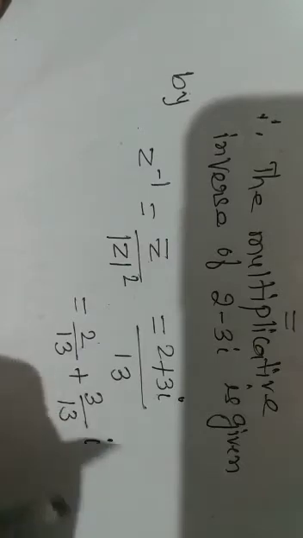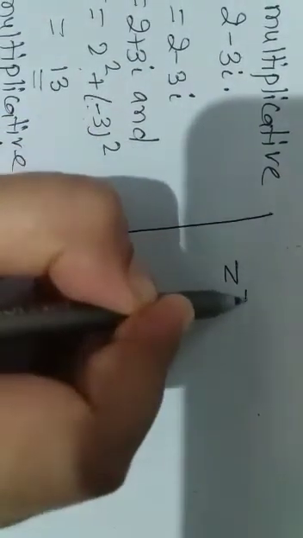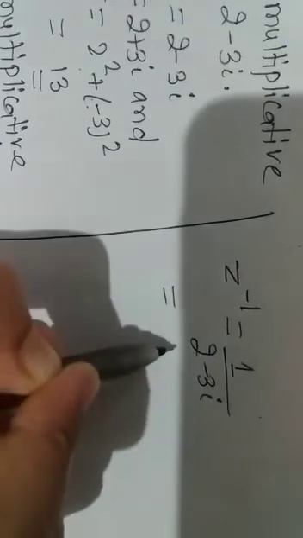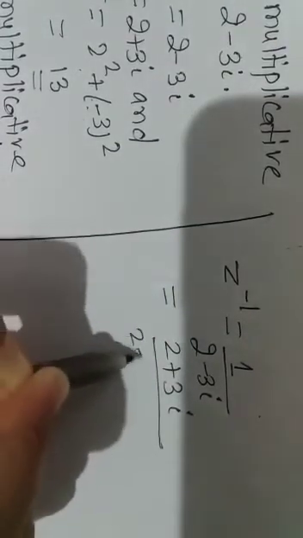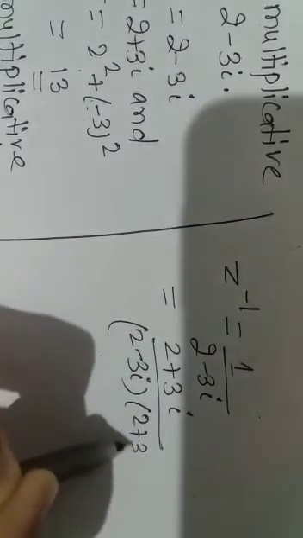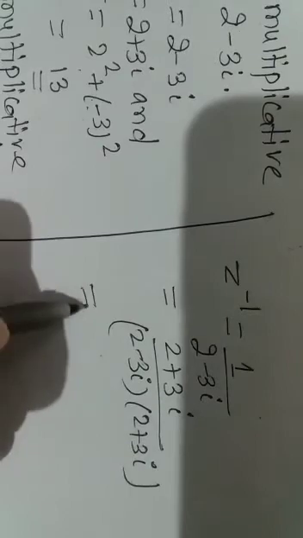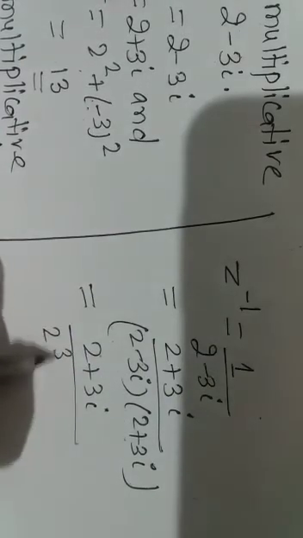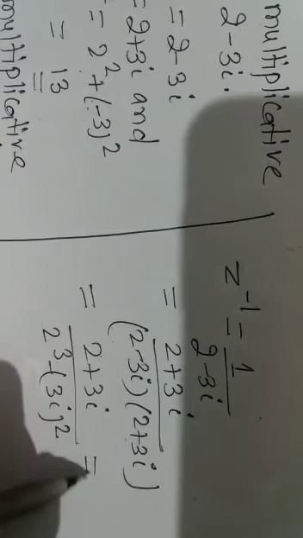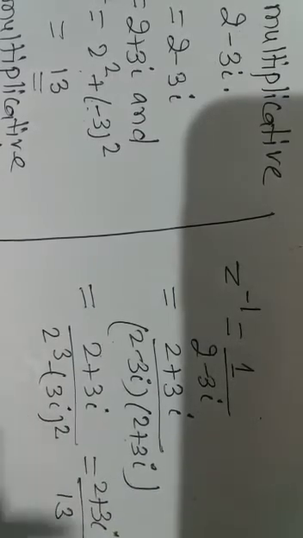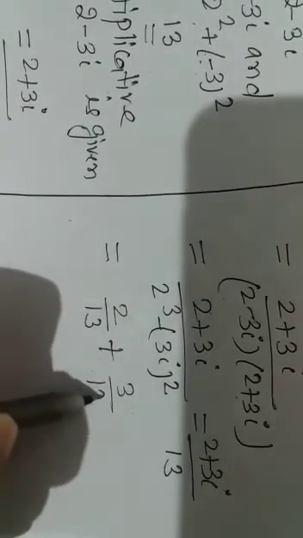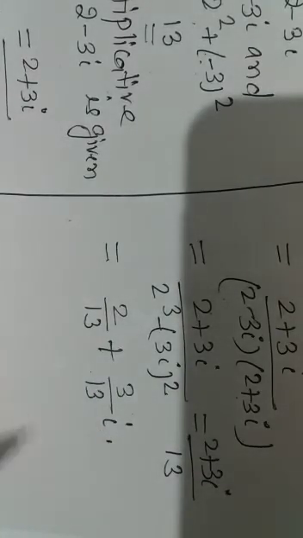The other method, you see, is simply to write z inverse equals 1 by 2 minus 3i, which equals 2 plus 3i by 2 minus 3i into 2 plus 3i. Just conjugate it, and this becomes 2 plus 3i by a minus b, a plus b, so 2 square minus 3i whole square. So this becomes 2 plus 3i by 13, and in the same way we write 2 by 13 plus 3 by 13i. Okay, now let us see our next question.